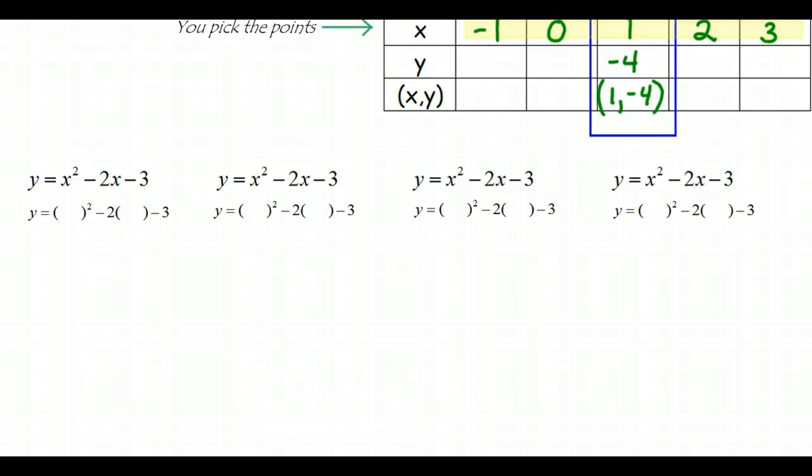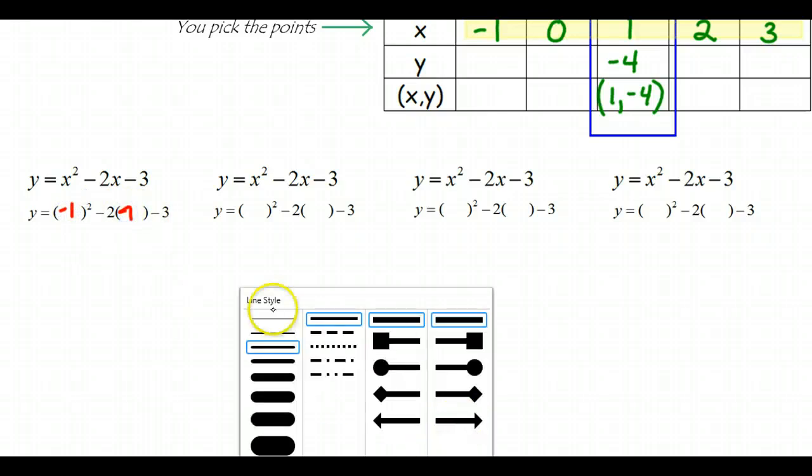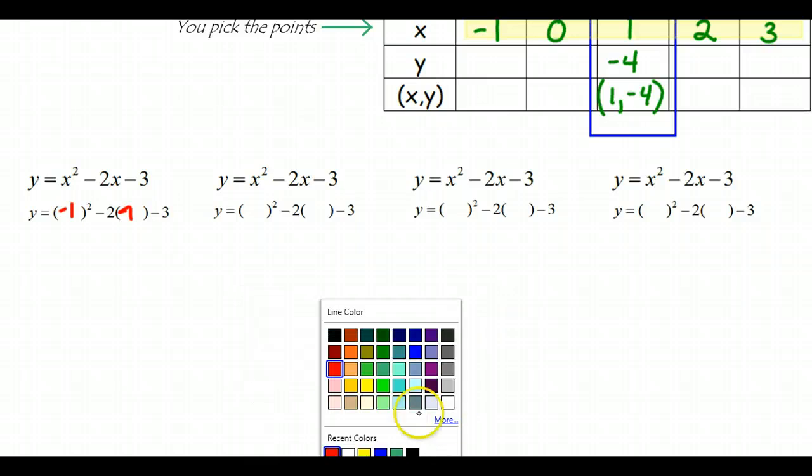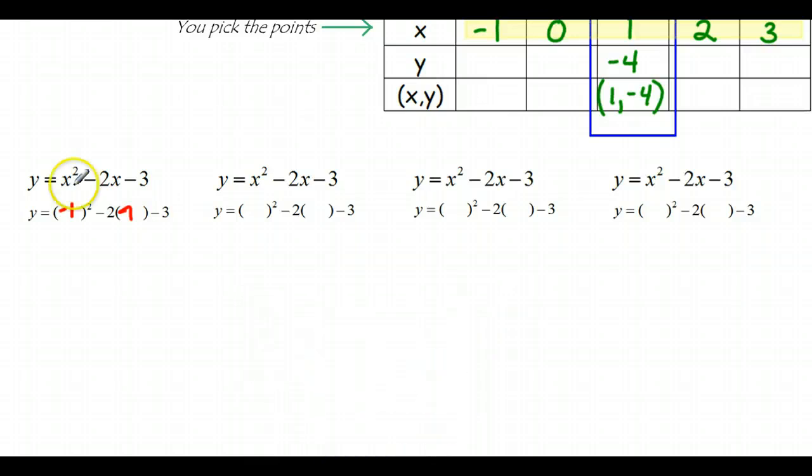Alright, so let's get started. The first value I'm plugging in is negative 1. So negative 1 squared is 1. Negative 2 times negative 1 is positive 2, minus 3. 1 plus 2 is 3, minus 3, which is 0. So when we plugged in negative 1, we got 0. So our ordered pair is negative 1, 0.